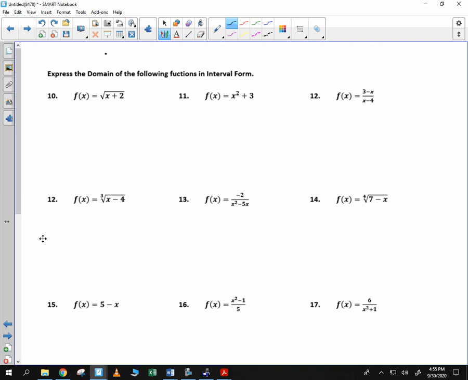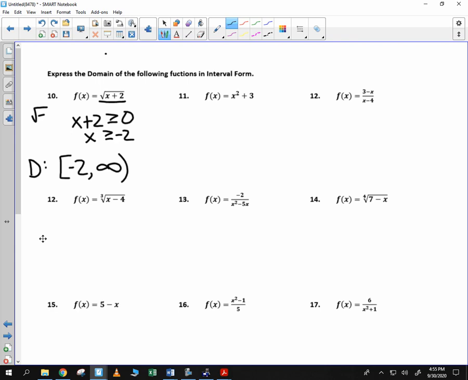So I don't have the graph now. I just look at the function. Square root of x plus 2. I know you can't take the square root of negatives. So therefore, I say x plus 2 must be not negative, or x plus 2 is greater than or equal to 0. We solve that, and we get x greater than or equal to negative 2. So my solution is negative 2 to infinity. That is my domain. Those are all the available numbers we can plug in.